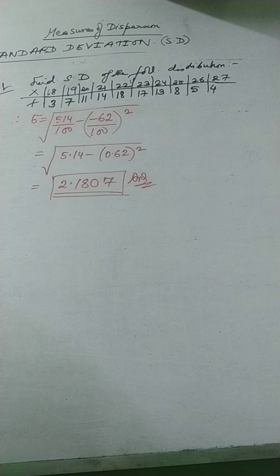What have we used? We have used the shortcut method. Next we'll do group distribution. How to calculate the SD for group distribution.